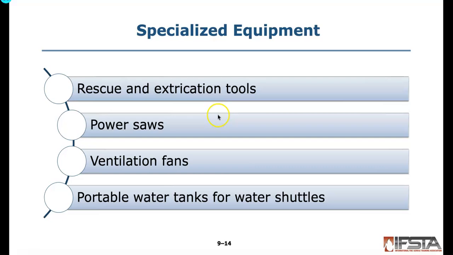And then portable water tanks for water shuttles. We don't have that. We will typically, if we water shuttle, have one engine just go fill up, and they'll give the water from their tank to the other engines.